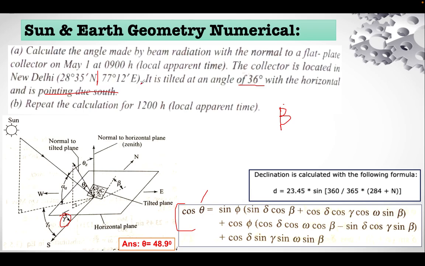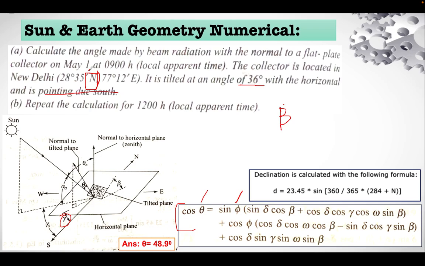And the second value you will see is the longitude value. So don't get confused with these values. You have to use the value which comes with the north or south direction. That will be your latitude angle phi. So this phi is your latitude angle, and it is 28 degrees 35 minutes.